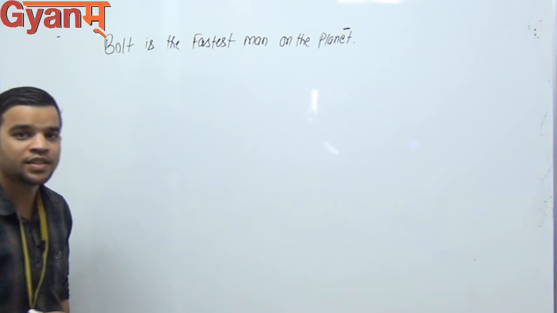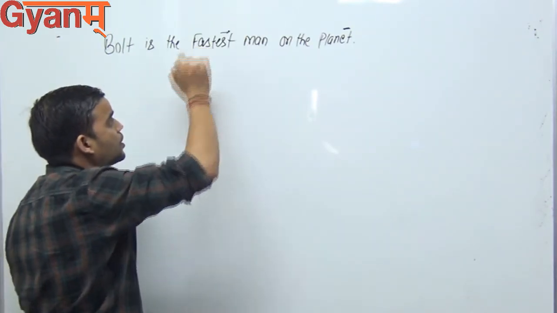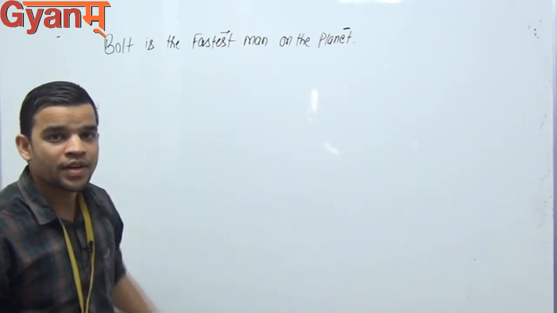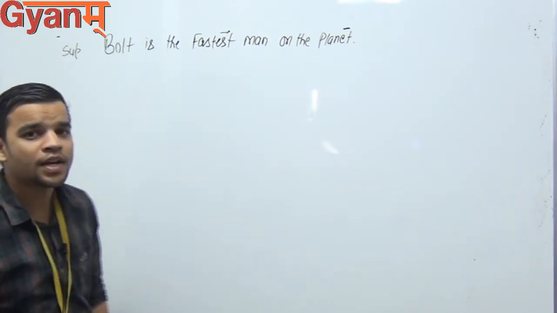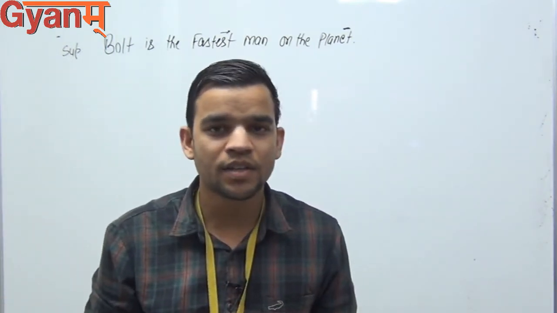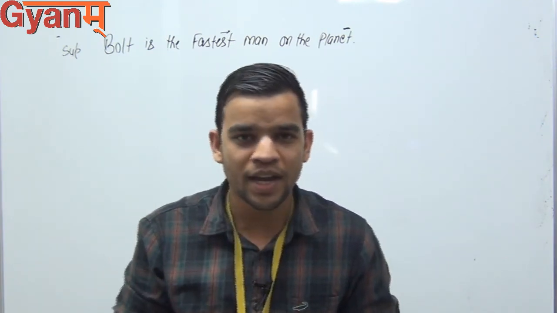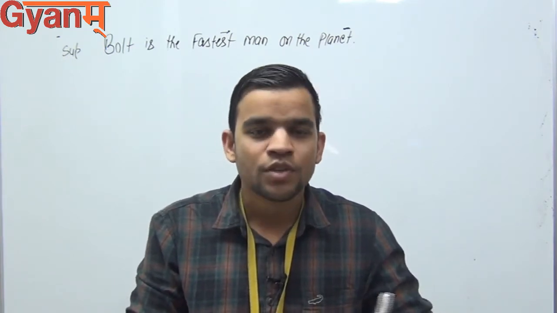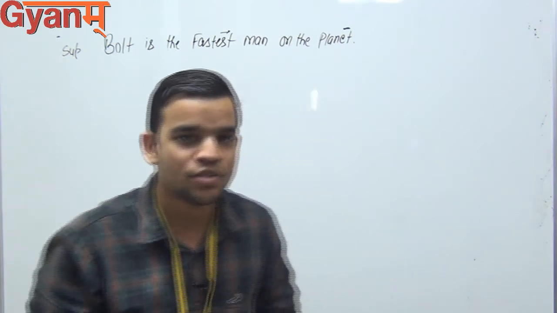As you can see, this sentence is written in the superlative degree. Why? Because I have used EST, which is the identity of superlative degree, as well as the. So if we are to make the comparative of this, we have to use faster in place of fastest. But we have to make sure the meaning remains the same even in the comparative degree. So let us try.